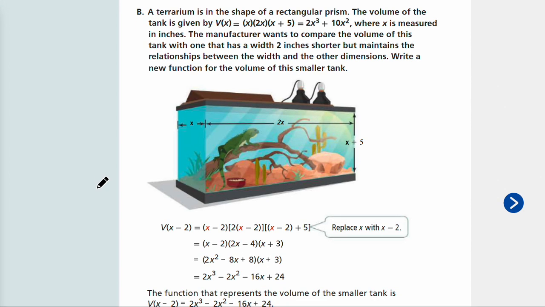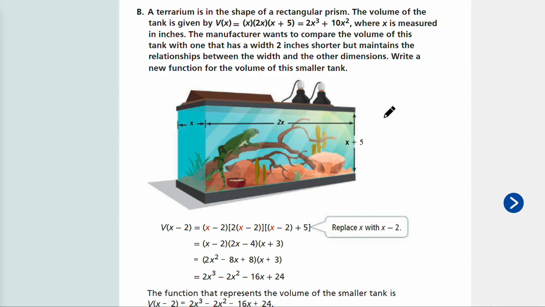The volume of the tank is given by v of x is equal to x times 2x times x plus 5 equals 2x cubed plus 10x squared, where x is measured in inches. The manufacturer wants to compare the volume of this tank with one that has a width 2 inches shorter but maintains the relationship between the width and the other dimension. So we still want the proportions. Write a new function for the volume of this smaller tank. So this is the original volume.